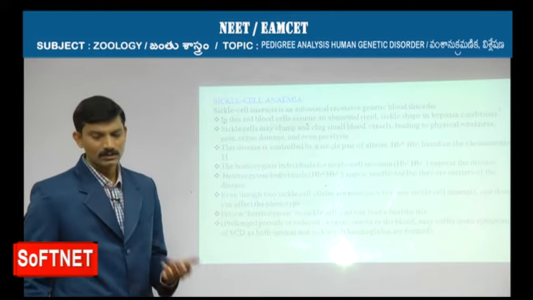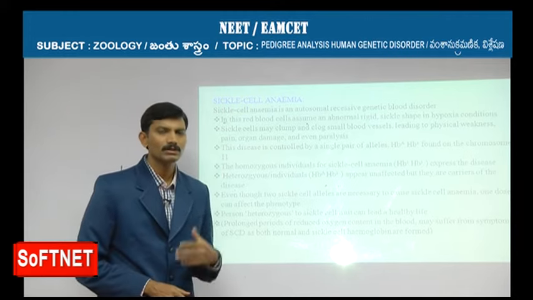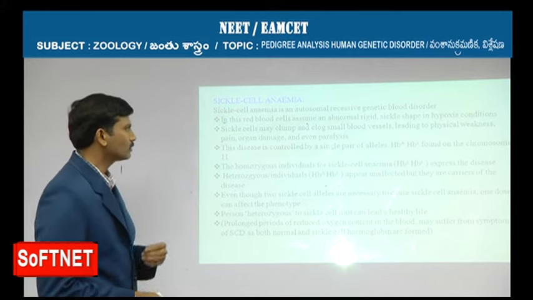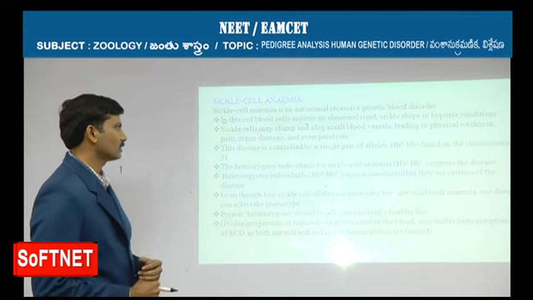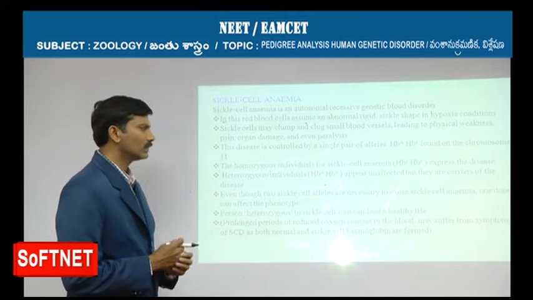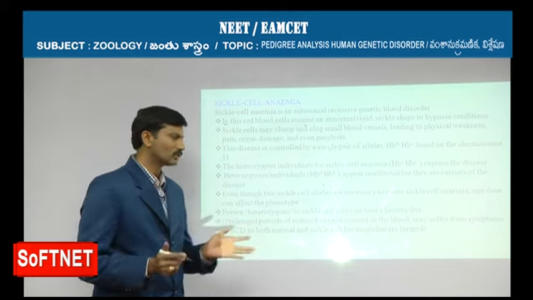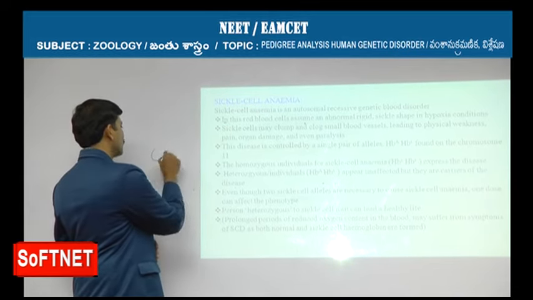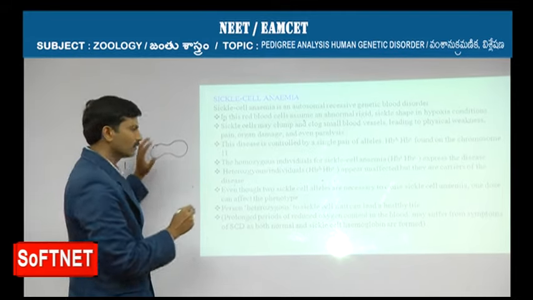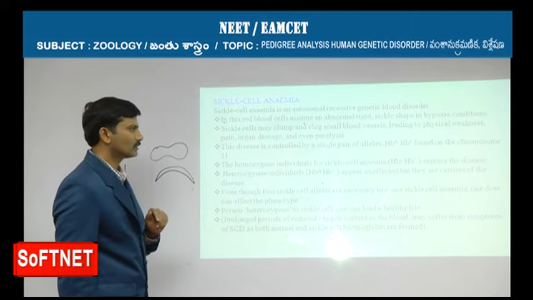Moving on to the next disorder, that is sickle cell anemia. It is one of the most important, and we need to look at this disease in a more elaborate manner. It is an autosomal recessive genetic blood disorder, and whenever this disorder is acquired, the RBC cells become abnormal, rigid, and sickle shaped. The normal RBC cells, as you know, are biconvex shaped. Here the RBC cell changes into the sickle cell shape.